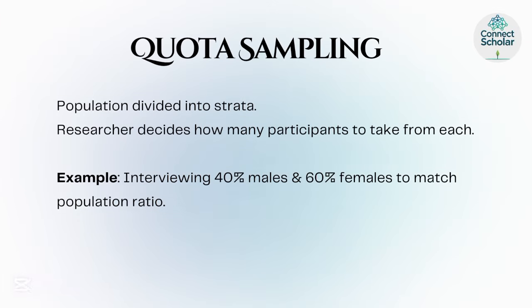In the quota sampling, the population is divided into strata or the groups. And the researcher decides how many participants would be taken from each group. For example, interviewing 40% males and 60% females to match the population ratio. In this example, the characteristic of gender was kept in mind before making the groups.